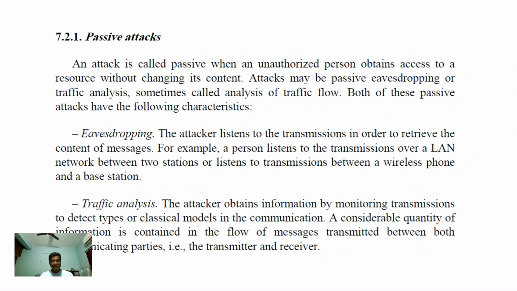The next one is traffic analysis. The attacker obtains information by monitoring transmissions to detect different types of patterns. This is traffic analysis between the communicating parties, mainly the transmitter and the receiver.